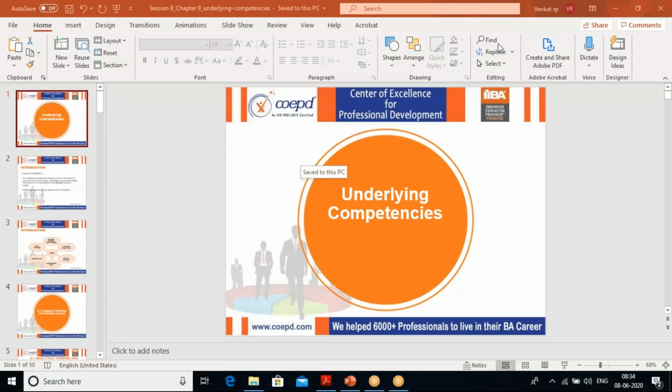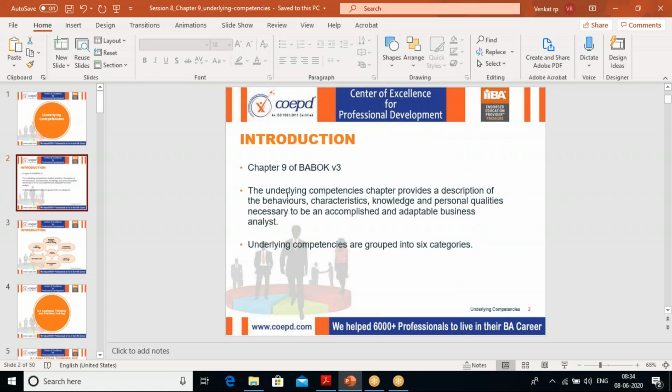Now, underlying competencies means here what skills a business analyst should have in order to do his work, and in order to do business analysis. Here it is discussed, and these skills are categorized into 6 categories. We have 6 categories here.